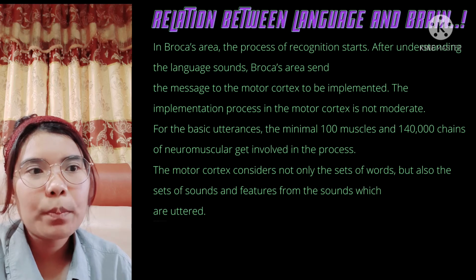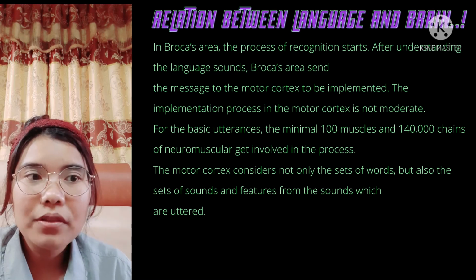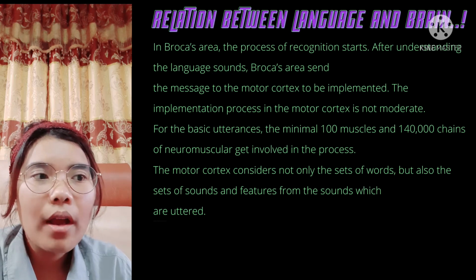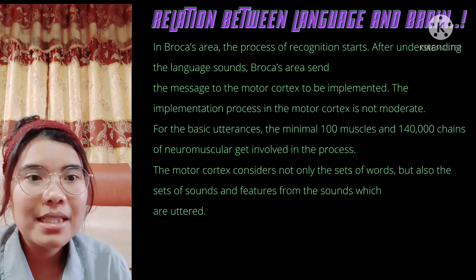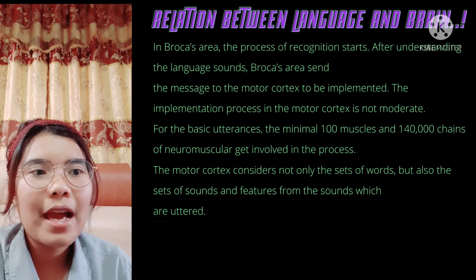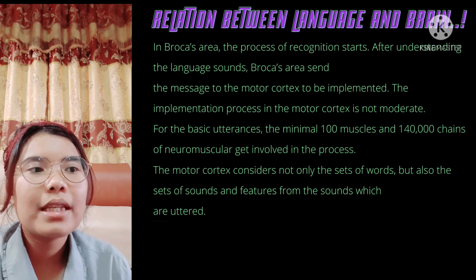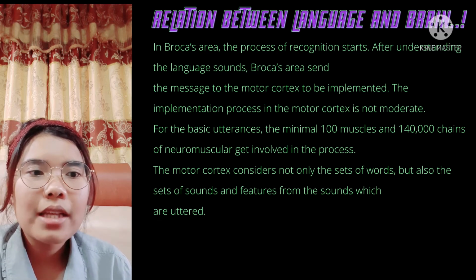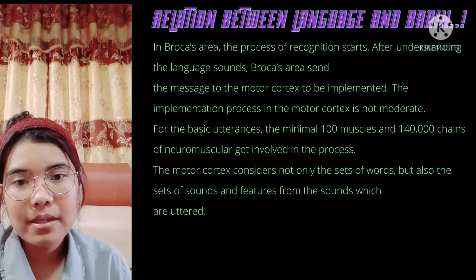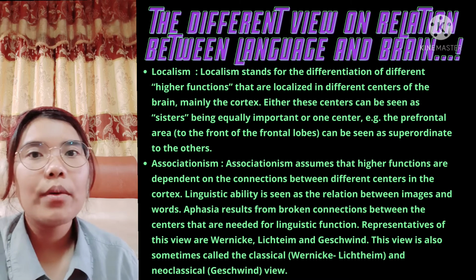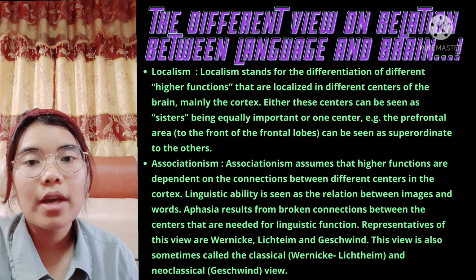The implementation process in the motor cortex is not moderate. For the basic utterances, the minimal 100 motor cells and 140,000 chains of neuromuscular get involved in the process. The motor cortex considers not only the sets of words, but also the set of sounds and the features from the sounds which are uttered. And now I will explain about the different views on the relation between language and brain.